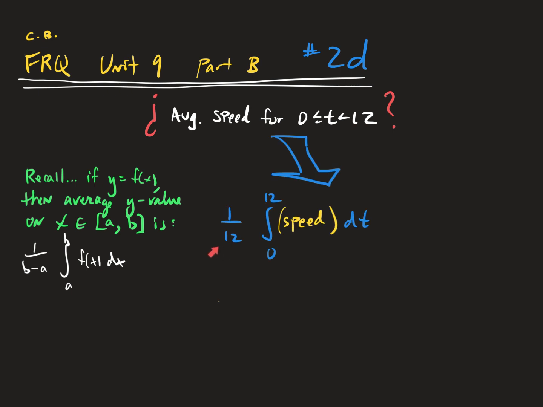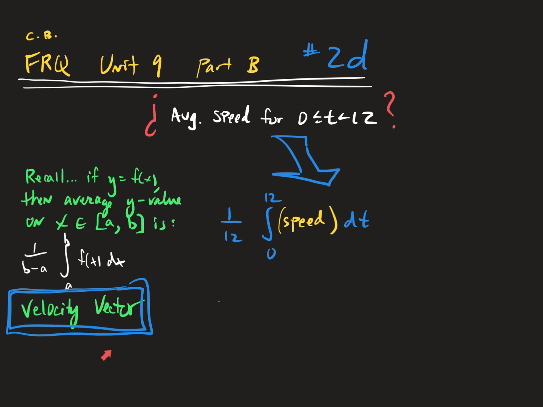So it'll be 1 over 12 minus 0 times the definite integral from 0 to 12 of the function for speed times dt. How do we know it's dt? Because t goes from 0 to 12, so it'll be dt. So our speed function needs to be a function of t. So how do we find the function for speed as a function of t? We're going to have to look at the given velocity vector.